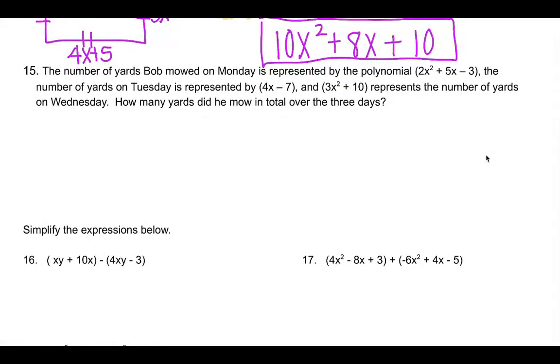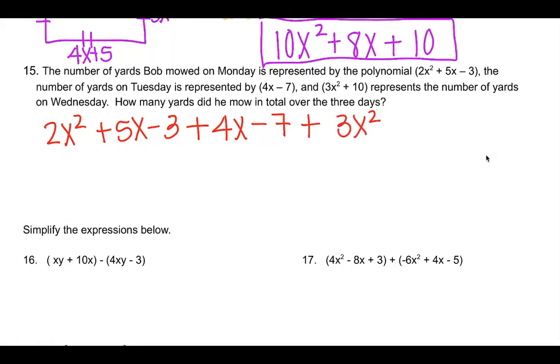Okay, the number of yards Bob mowed on Monday is represented by the polynomial 2x squared plus 5x minus 3. The number of yards on Tuesday is represented by 4x minus 7, and 3x squared plus 10 represents the number of yards on Wednesday. How many yards did he mow in total over the 3 days? So we want to know Monday plus Tuesday plus Wednesday. So I'm adding 2x squared plus 5x minus 3 plus Tuesday 4x minus 7 plus Wednesday 3x squared plus 10.